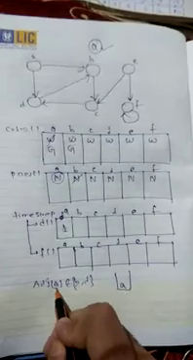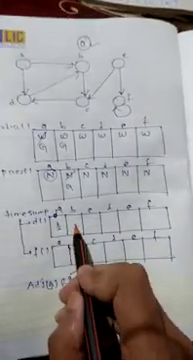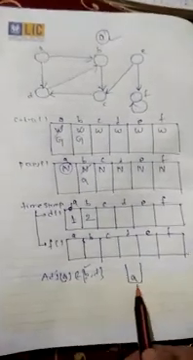So the color of B is gray now. What is the predecessor of B? The predecessor of B is A, because by using A we discover B. Next, what is the discovery timestamp? B is discovered after this, so the timestamp is 1 plus 1 equal to 2. At 2 units of time, B is discovered. After that, as we discovered a new vertex from A, we push it into the stack.